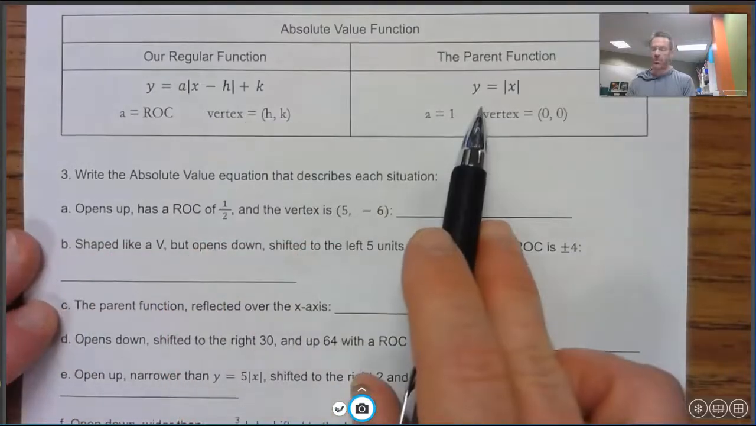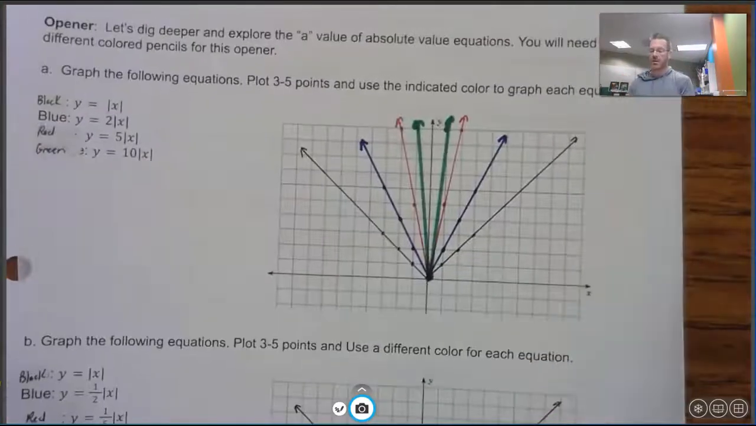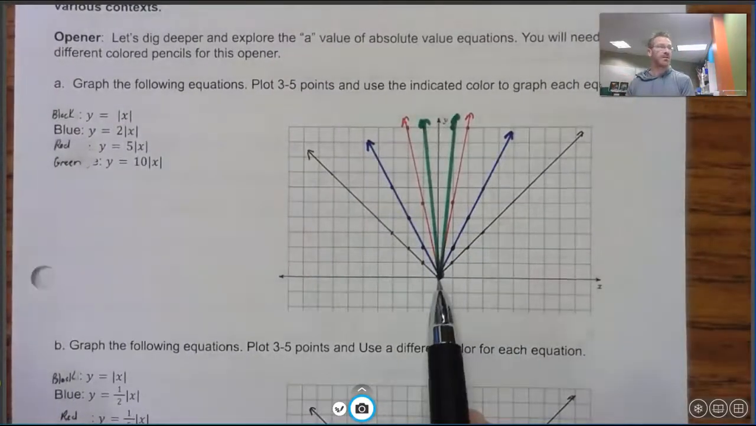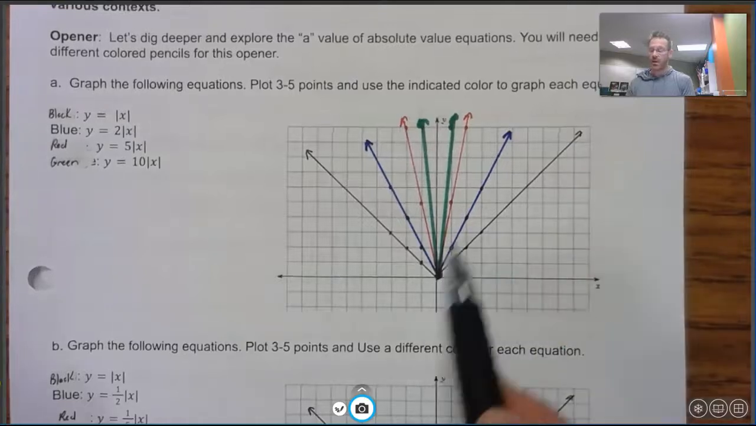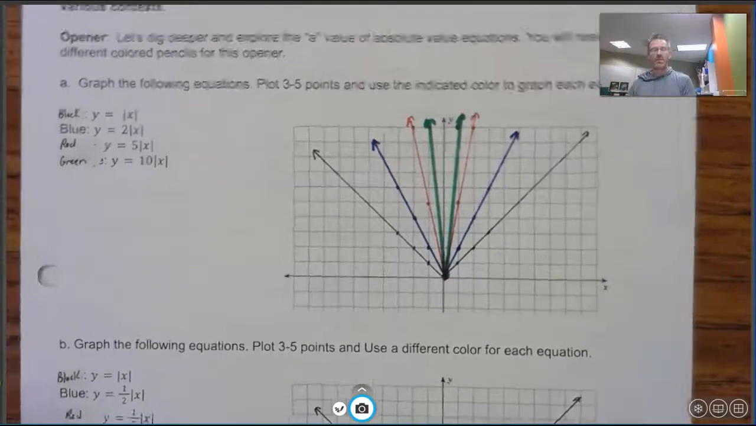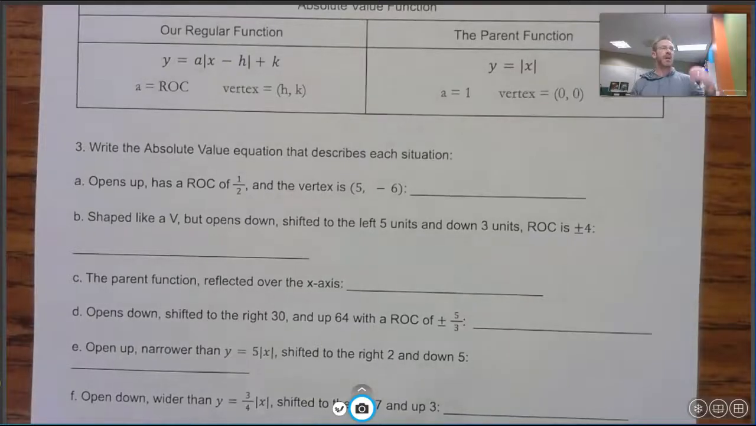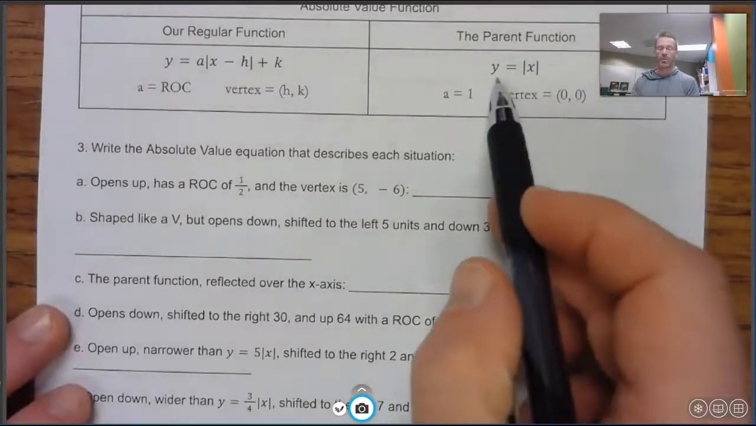Now, like I mentioned earlier, y equals absolute value of x is what we call the parent function. That's like the most basic graph that we see. The vertex is at 0, 0, and the a value is 1. So that's really what we compare all the other graphs to, this idea of the parent function. It gives us the basic shape, some basic behaviors, and then we compare lots of other things to that. So when you see parent function, this is what we're referring to.